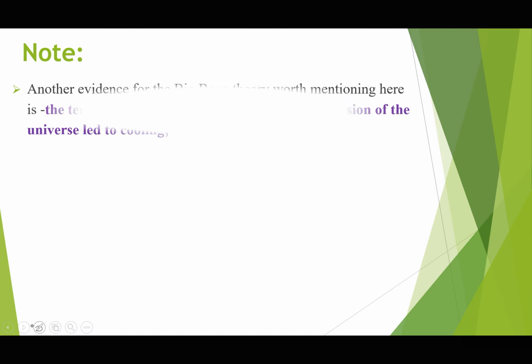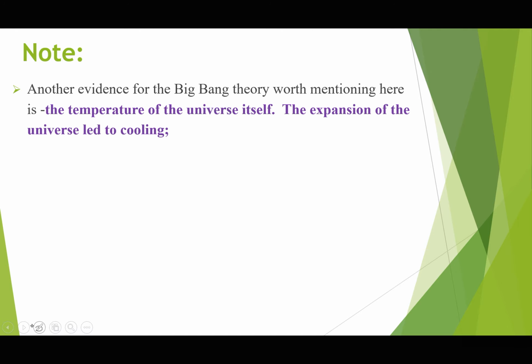A few things we need to note here. Number one, another evidence for the Big Bang theory worth mentioning is the temperature of the universe itself. We believe that as the universe started expanding, the density of the universe started decreasing. And during the expansion, the universe started cooling. So we believe that today's temperature is a result of the Big Bang and the expansion of the universe, which has led to cooling.